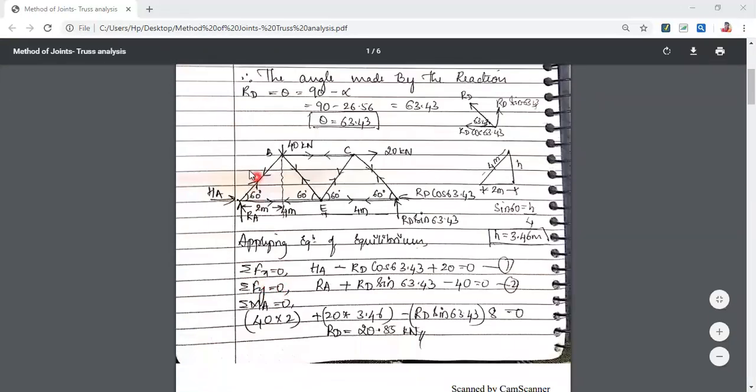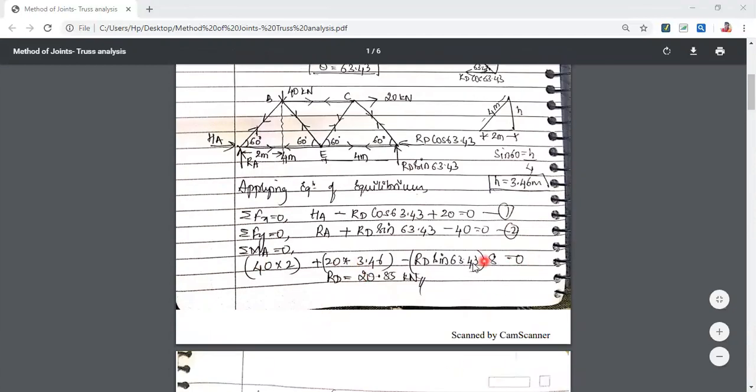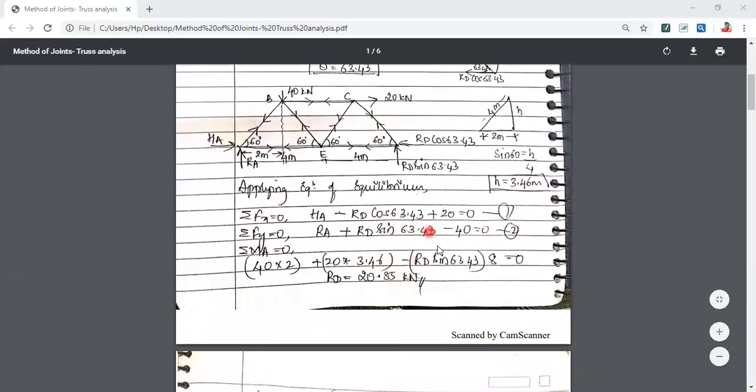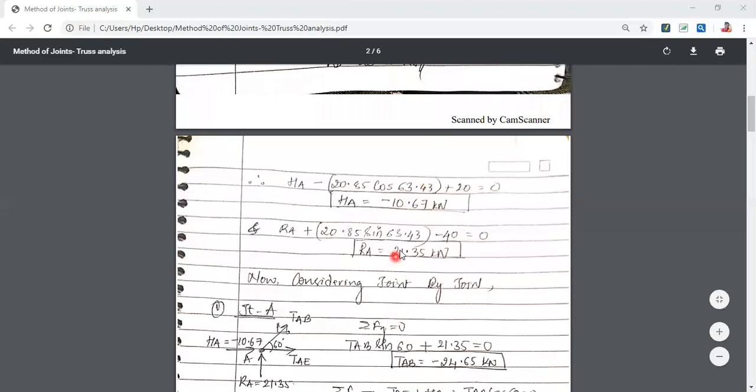Then let us take moments at A. When I'm taking moments at A, these two forces pass through A, so they give 0. 40 into 2 clockwise, 20 into H clockwise, minus RD sine 63.43 into the total perpendicular distance, that is 8 meters, into 8, equal to 0. So the only unknown is RD. I get the value of RD as 20.85, positive. I'll substitute it back in summation Fx and Fy to get the values of HA and RA. Remember, in analysis of trusses, whatever value you get, if it has a negative sign, going forward we will substitute it everywhere along with its negative sign.